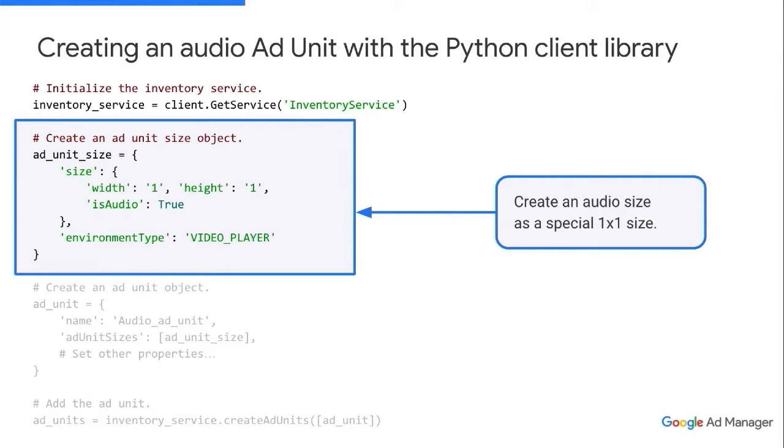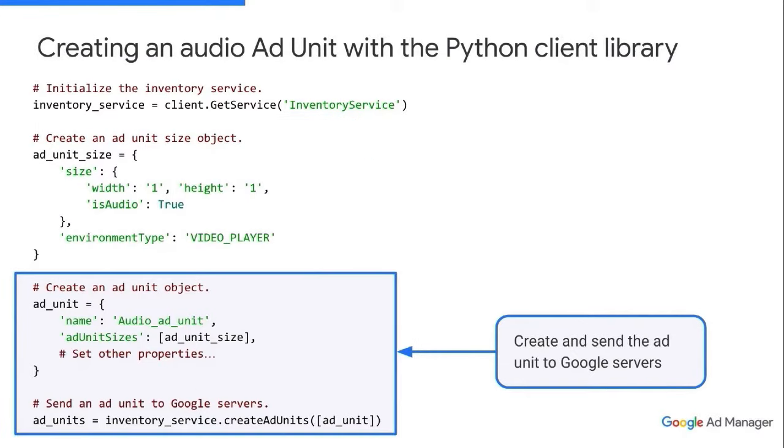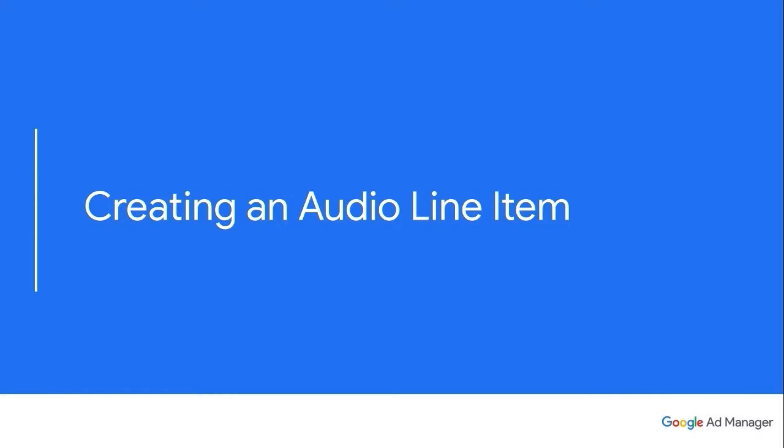Next, you need to create an ad unit size object that has the width and height set to 1 and the isAudio flag set to true. You also need to set the environment type to the video player to differentiate this size from display ad sizes. The rest of the example code should work as is to create and send an ad unit object to Google Ad Manager services.